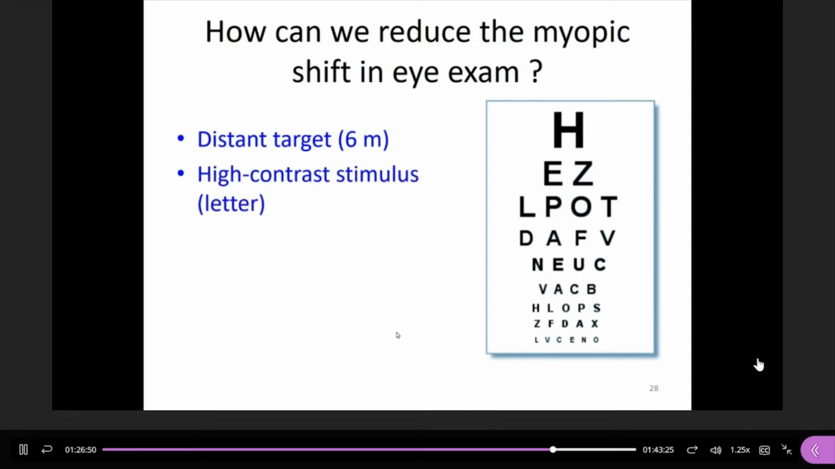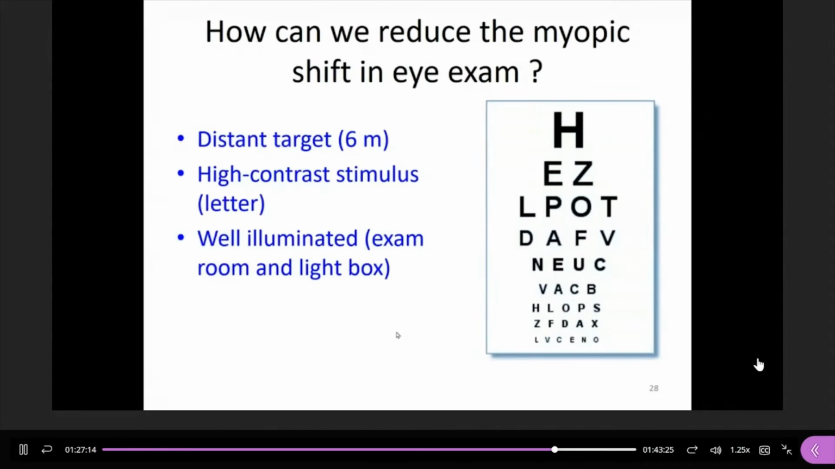Okay. Second, we usually present a high contrast target on the chart. Usually you will have a black target printed on a white background. This is the maximum contrast that we can present to the patient to better control the accommodation. So this is the second thing that we can do.